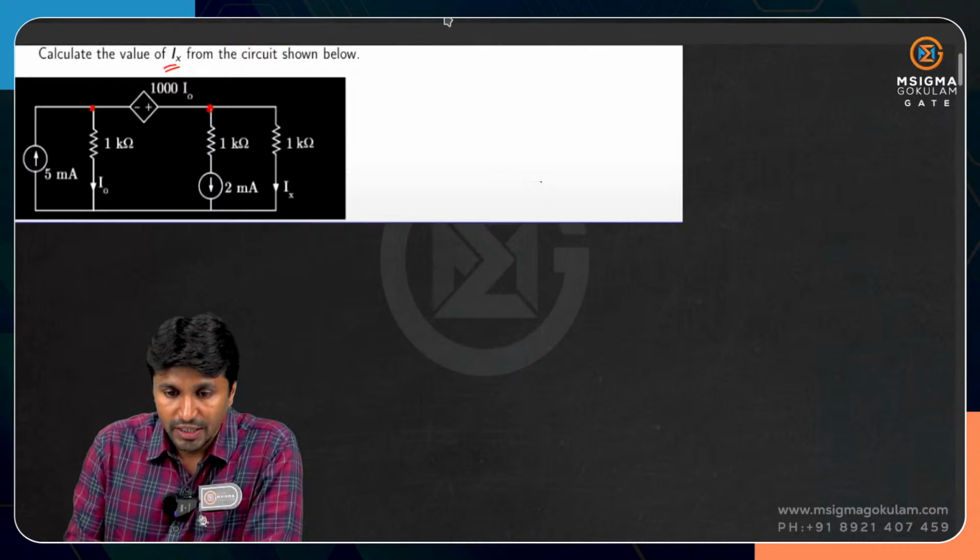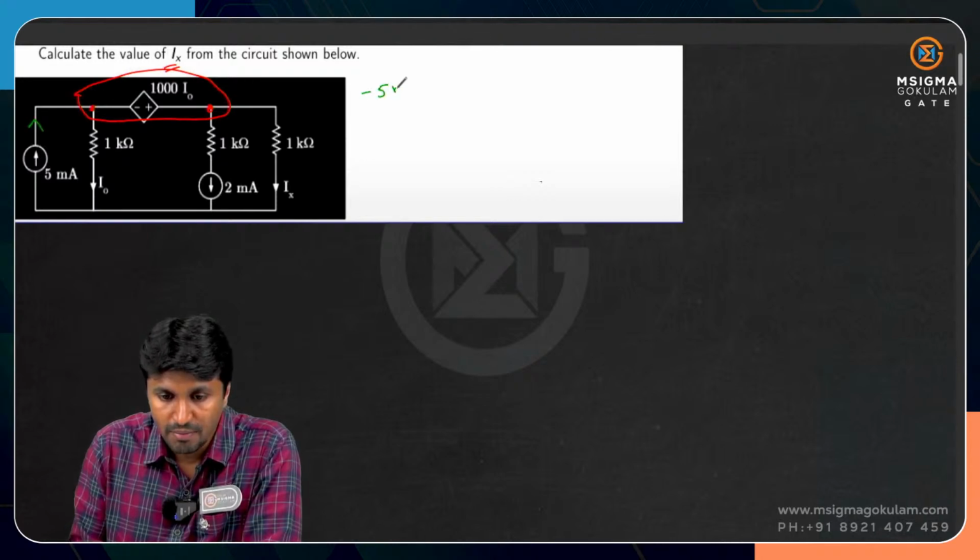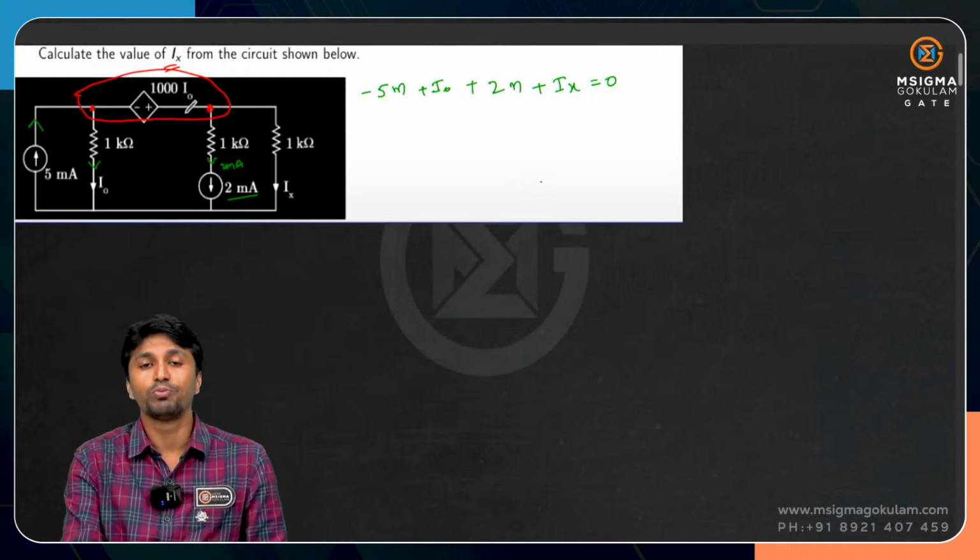So look at this one. What happens here when you apply KCL? Assume this as the supernode and apply KCL at this particular node. You can clearly see that 5 milliamperes is flowing into the node, so therefore this is minus 5 milli. And the current is leaving, so this is I naught. If this is 2 milliamperes, this will also be 2 milliamperes, so this is 2 milli, and this is Ix. So I have considered this as a supernode because two nodes are connected by a dependent voltage source.